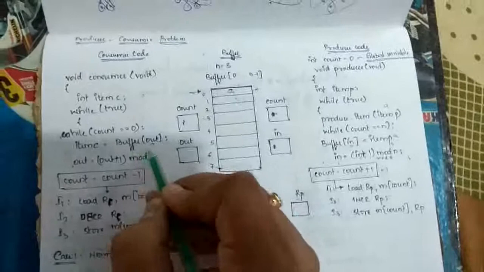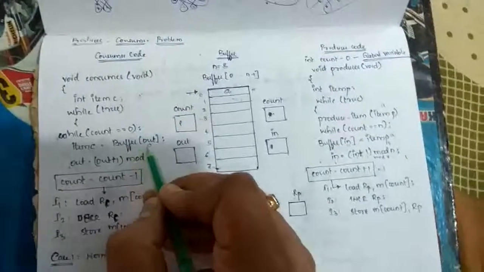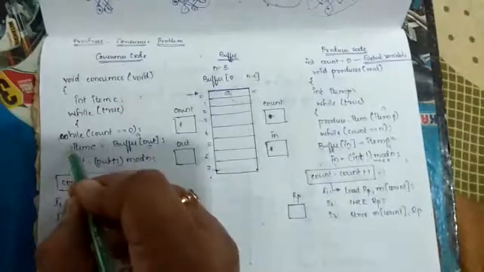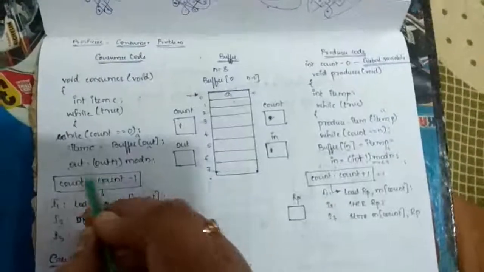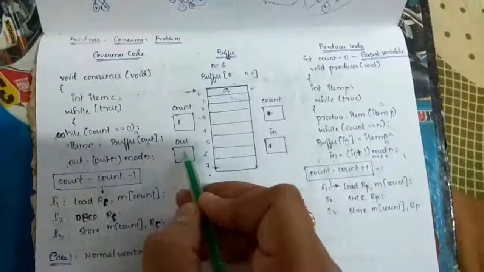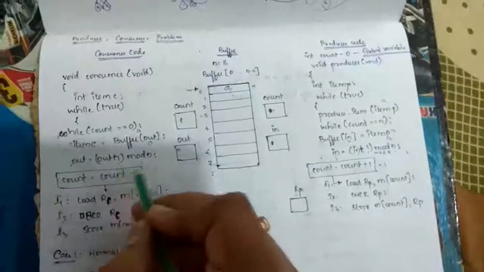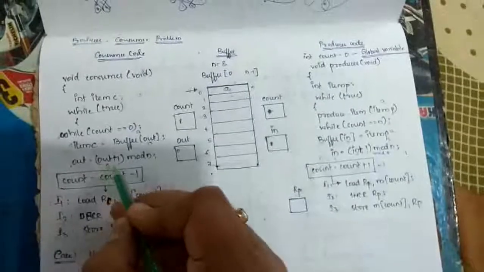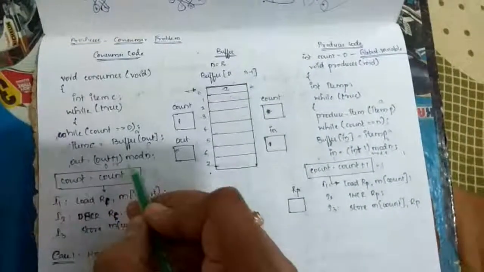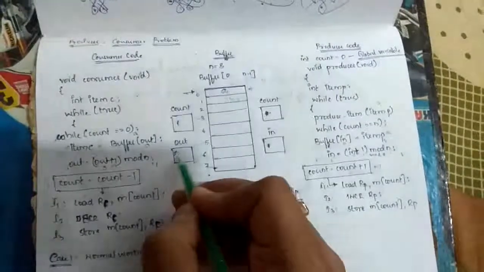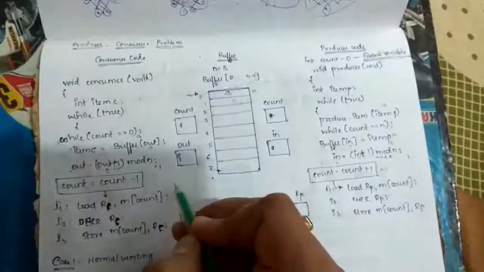So what is the item that is present in buffer of 0? It is A. So item C is loaded with the value of A. What is the initial value of out? Initial value of out was 0. So out equal to out plus 1 mod n: 0 plus 1 mod n. The new value of out is 1. So this 0 value is updated to 1.